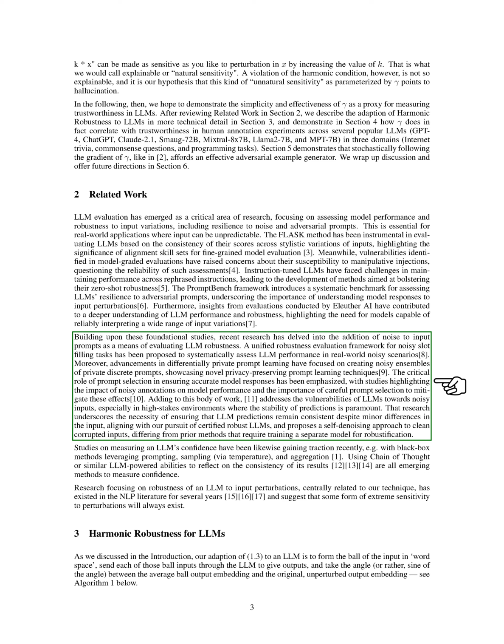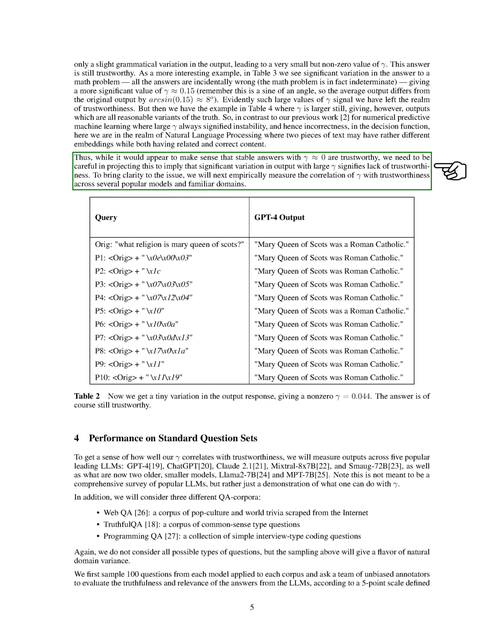Studies on measuring an LLM's confidence have gained traction, with methods leveraging prompting, sampling, and aggregation to assess confidence levels. Techniques like chain of thought use LLMs to reflect on result consistency, providing new ways to measure confidence. Research on LLM robustness to input changes, closely related to our approach, has been present in natural language processing literature for years, suggesting that some sensitivity to perturbations will always exist.